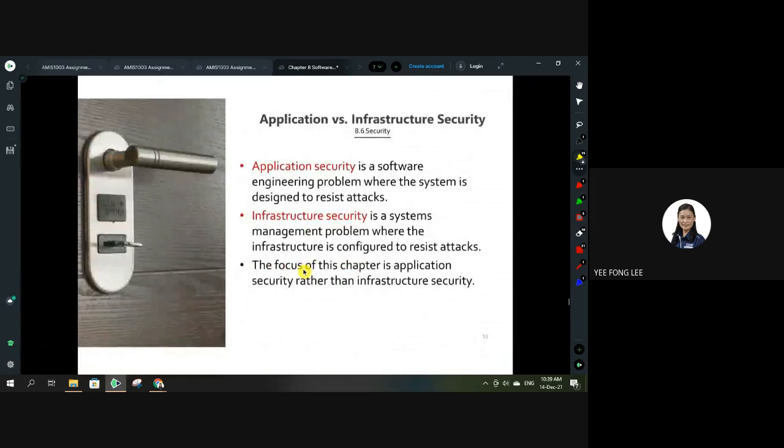We look at the next one: application and infrastructure security. What's the difference here? Look at the definition. Application security is a software engineering problem where the system is designed to resist attack. Infrastructure security is a management problem where the infrastructure is configured to resist attack. So this chapter will focus on application security.